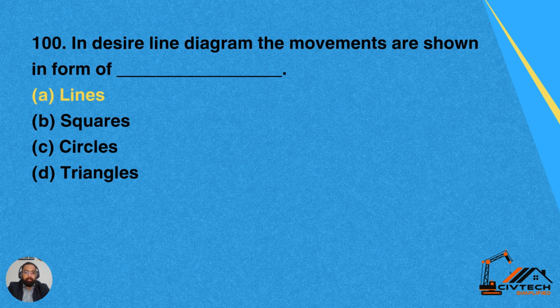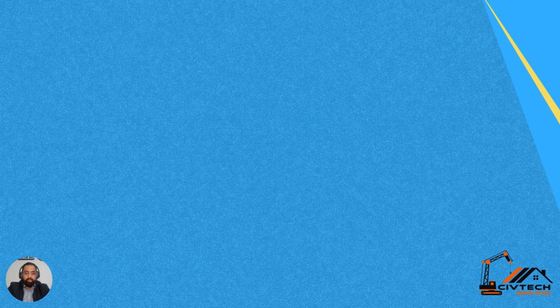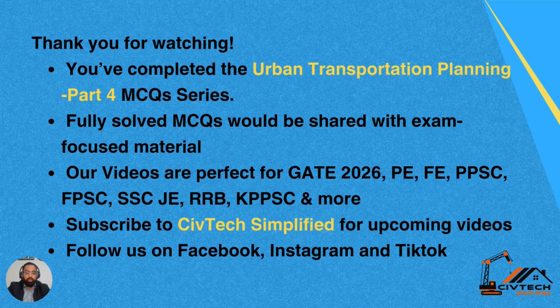Question 100. In desire line diagram, the movements are shown in the form of dash. Option A lines, option B squares, option C circles, option D triangles. So in desire line diagram, the movements are shown in the form of lines. So A here is the correct answer for this question.